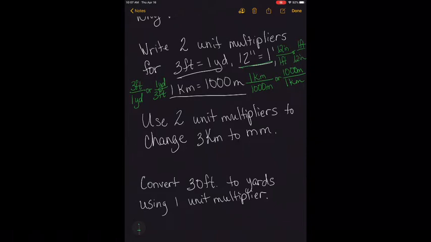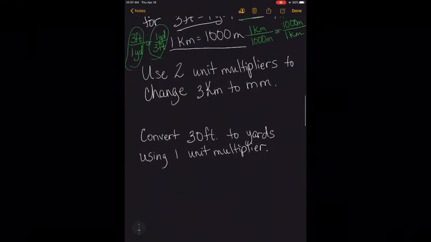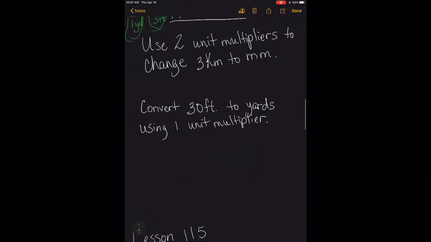Okay, so it's important that you understand that you can write these either way. It's basically, when you use these, you are multiplying by 1 because they're equal measures but using different units. So when you use unit multipliers, what you have to figure out is, which of these do I use? Do I use this one or do I use that one?